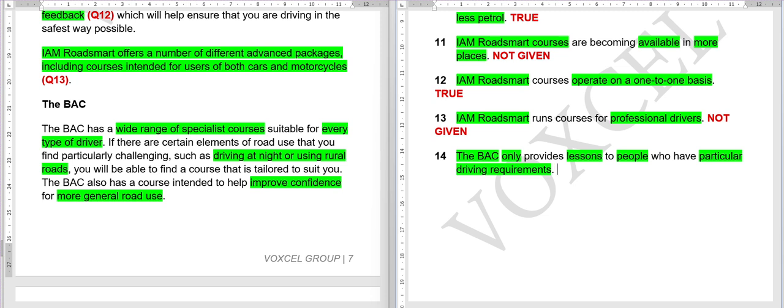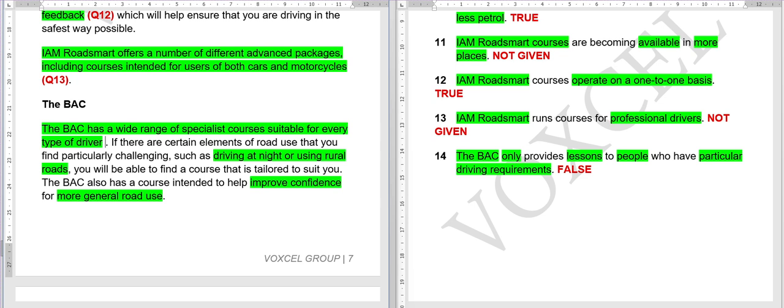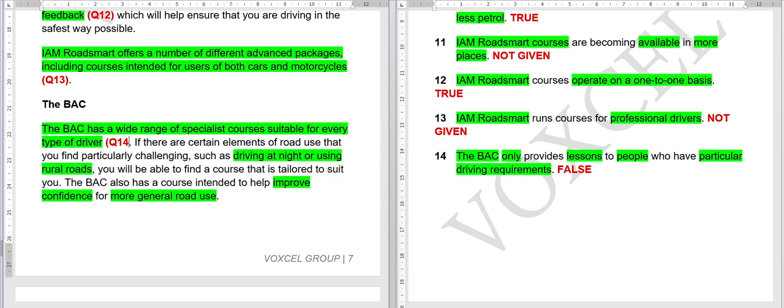Okay, time's up. And the answer to this question is false. Why false? First, let me just mark it. Here it is, in this particular sentence. So here it is written, false. Why? Because they're saying that it only provides lessons to people who have particular driving requirements. But here they're saying suitable for every type of driver. Like there is no particular type of driver it is not suitable for. So whatever your requirements are, it doesn't matter, it's suitable for every type of driver. I hope it is clear.